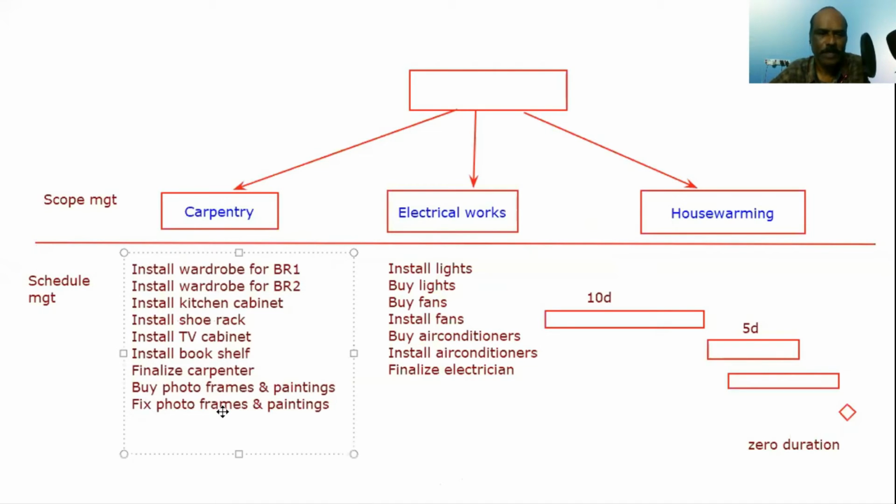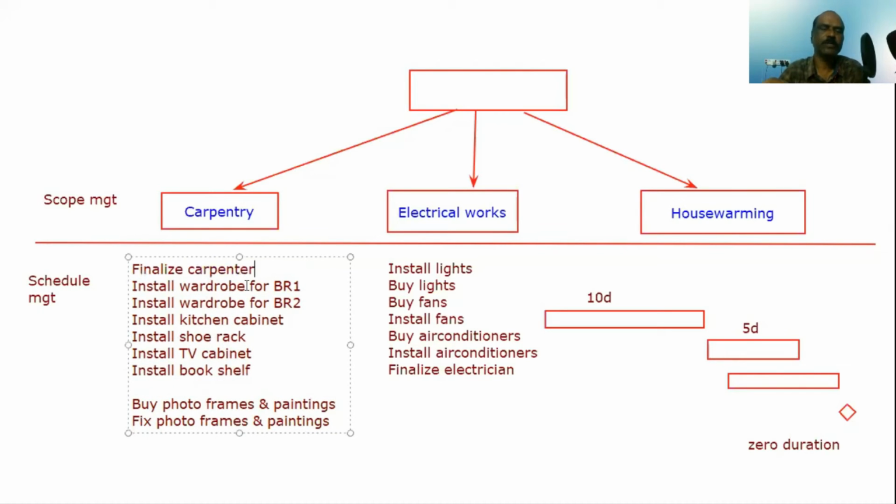But after typing this, I might look at this and then decide, oh, okay, before installing the wardrobe, I cannot do this unless I finalize the carpenter. So maybe this has to be done first. This is the most important work. If I don't have the carpenter, I cannot do anything. So maybe this should be the first one I need to do.